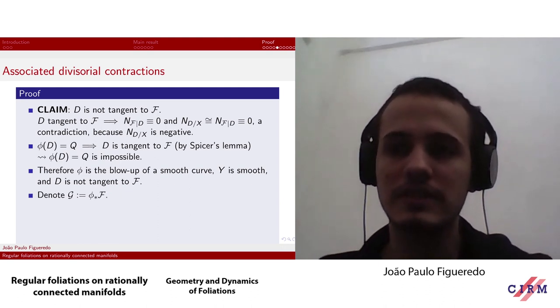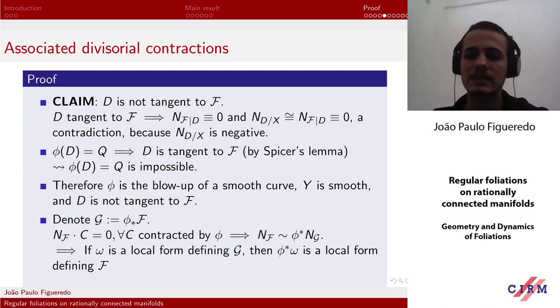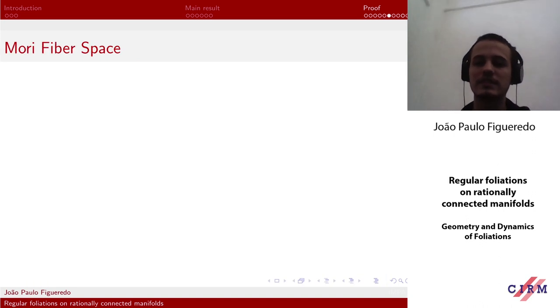So let's denote by G the push forward of F. By the corollary, we have this intersection of the normal bundle with C0 for every contracted curve. And this implies that the normal bundle of F is the pullback of the normal bundle of G. So this will imply that if there is a local form defining G, its pullback will be a local form defining F. In particular, it cannot have zeros of codimension at least two, because F is regular. So this will imply that G is regular, as we claimed.